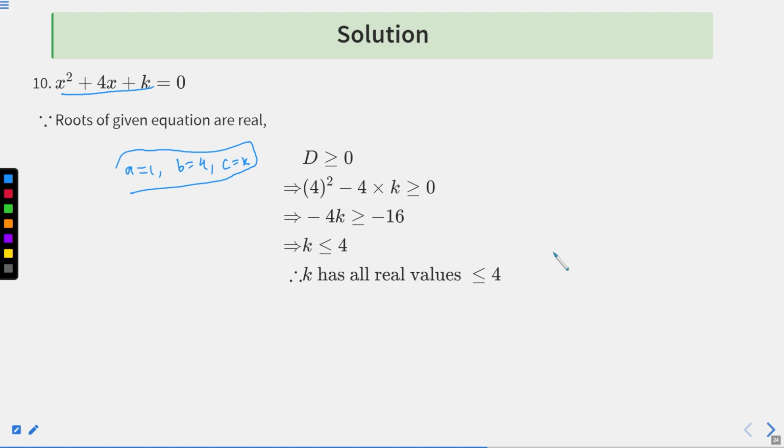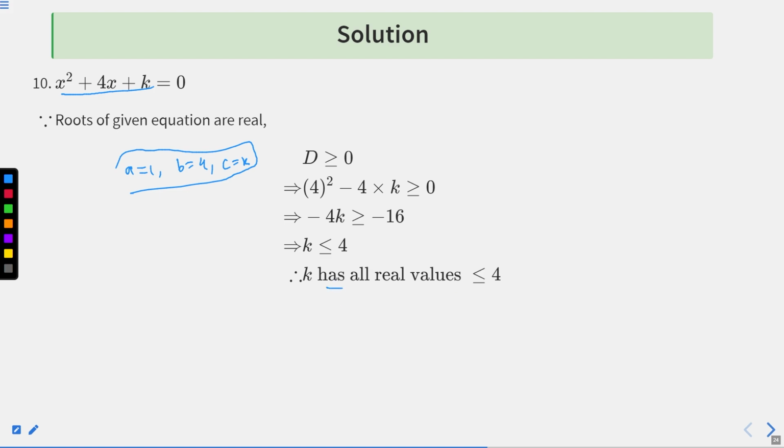Now if we put the values of a, b and c in the expression b square minus 4ac, then we'll get the discriminant D, which is equal to 4 square minus 4 times 1 times k. And this is greater than or equal to 0. It implies 16 minus 4k is greater than or equal to 0, which implies minus 4k is greater than or equal to minus 16, and it implies k is less than or equal to 4.